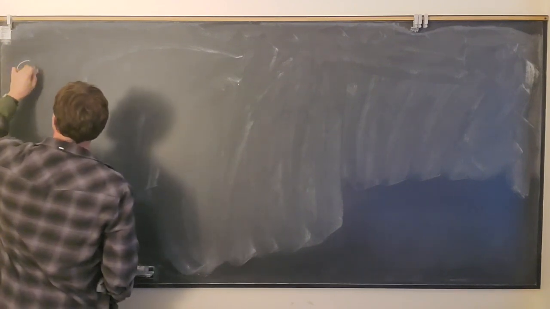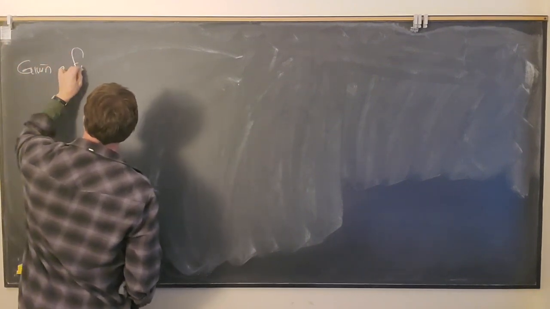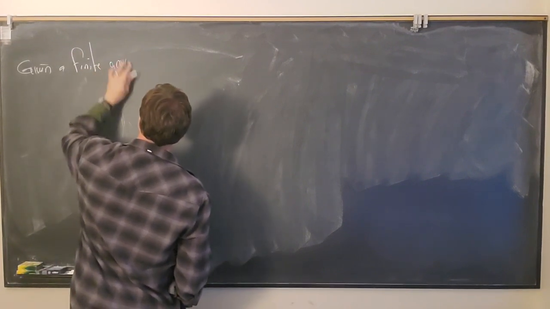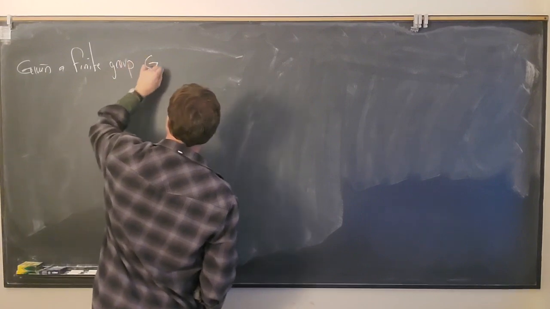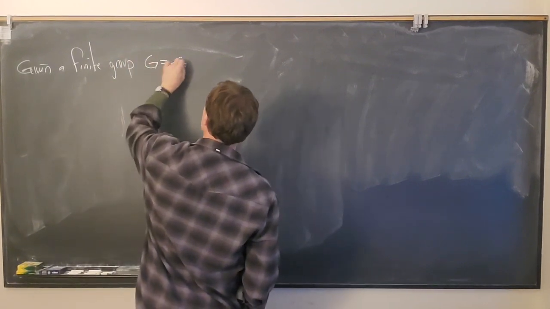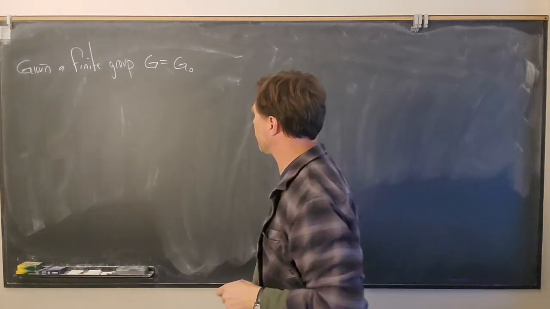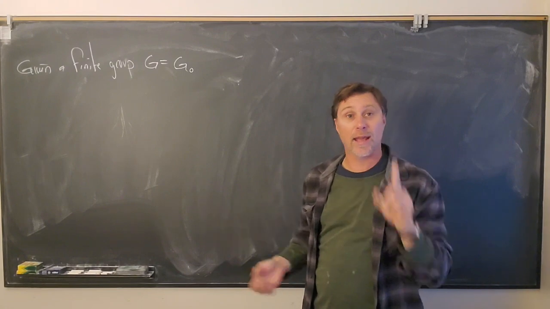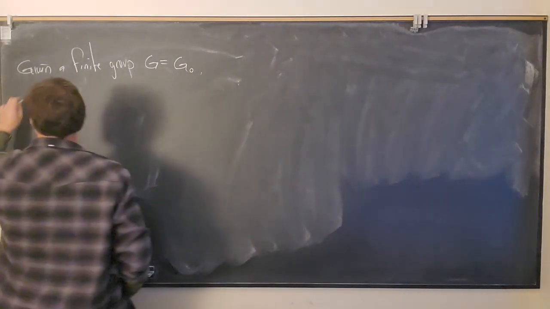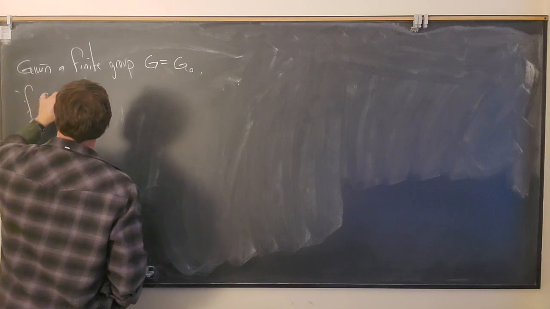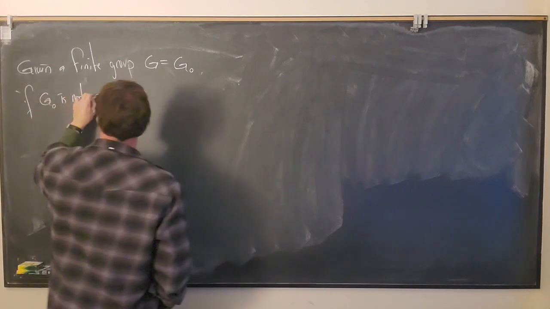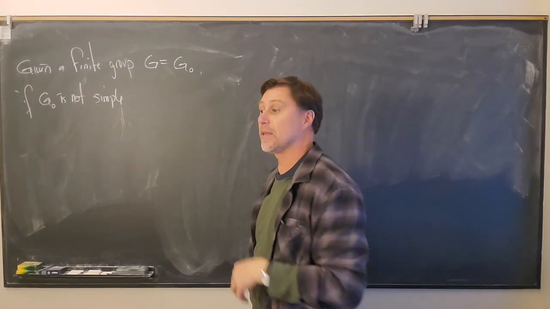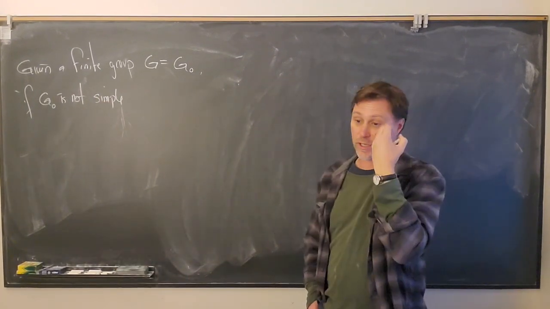So given a finite group capital G, let's call it G0. Now it's possible we've got this finite group here. Maybe it's a simple group, maybe it's not. If G0 is not simple, that means that it has some normal subgroup that is not the identity and it's not all of G0.